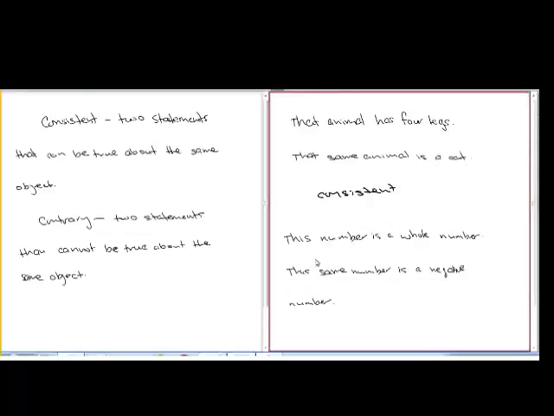This number is a whole number. This same number is a negative number. By definition, a whole number is positive. Therefore, a number cannot be both a whole number and a negative number. So that's an example of contrary statements, because they can't both be true. 3 is a whole number, but 3 can't be a negative number.